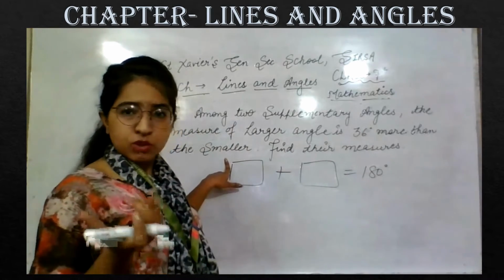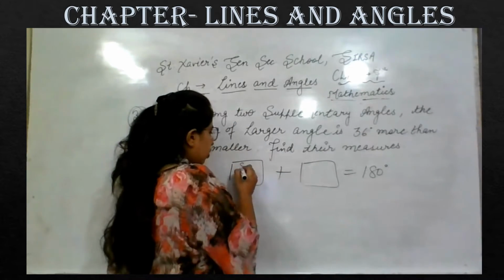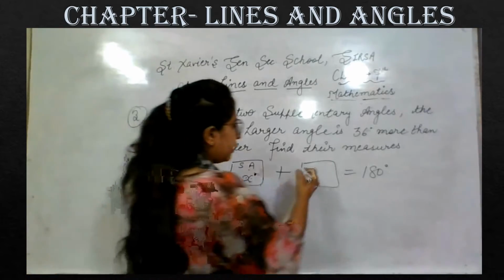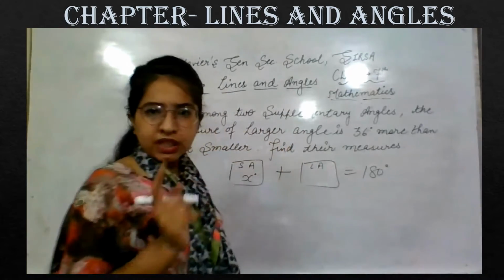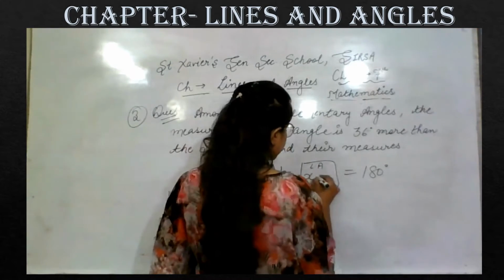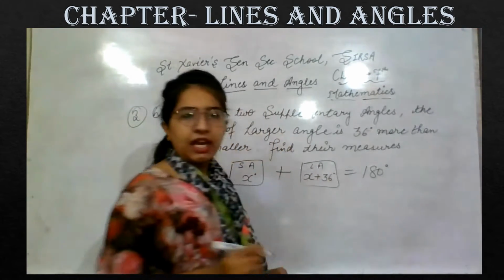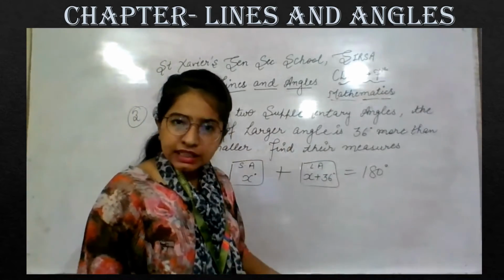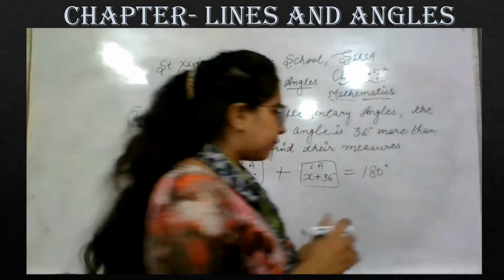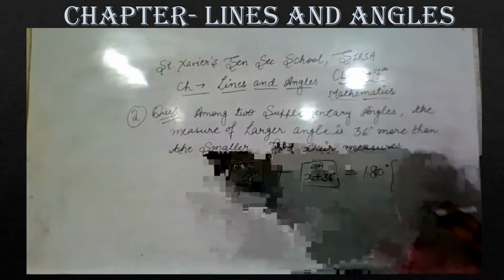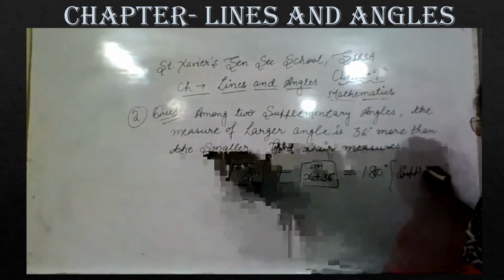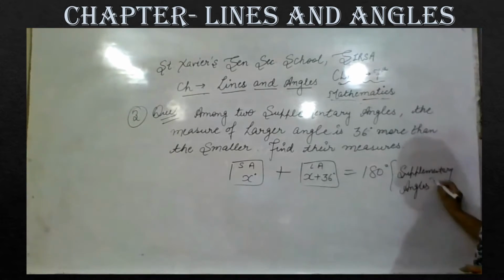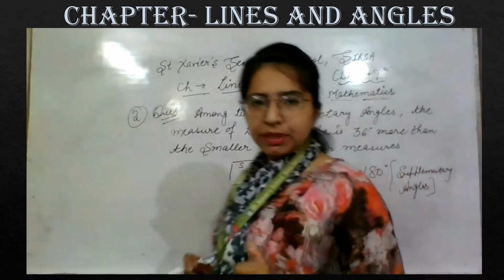So you can take smaller as x. Let smaller angle be x degree. And larger angle will be 36 degree more, so it will be x plus 36 degree. And the sum of both these two angles must be 180 degree. What's the reason? Reason you have to write in the brackets: supplementary angles.